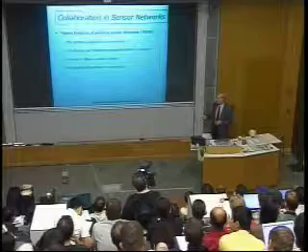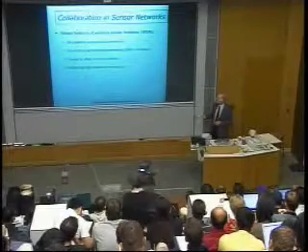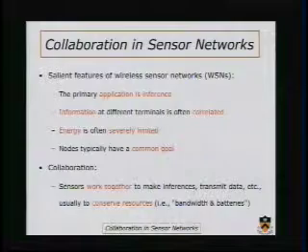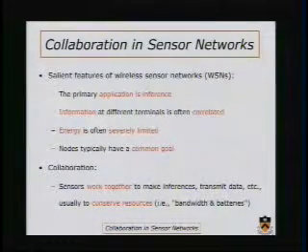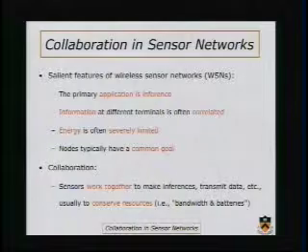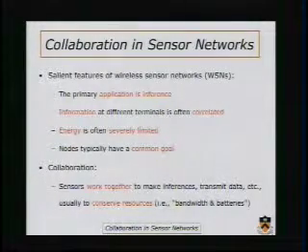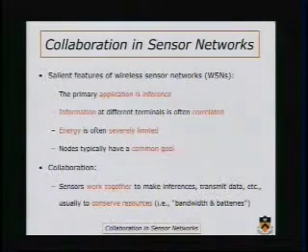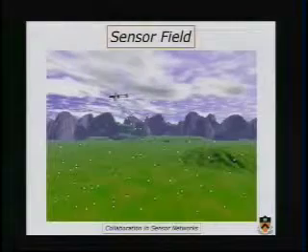Again, this plays into the first point: typically in a sensor network, the nodes have a common goal. The nodes in a sensor network aren't in it for themselves. They're in it for the goal of the sensor network, to detect seismic events or whatever it might be doing. So this really leads to a collaborative setting, where sensors work together to make inferences, transmit data, and so on, usually with the goal of conserving resources as much as possible. So I'm going to look, in this context, at collaborative inference.